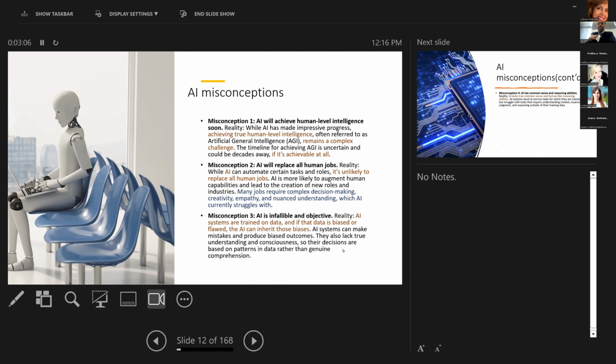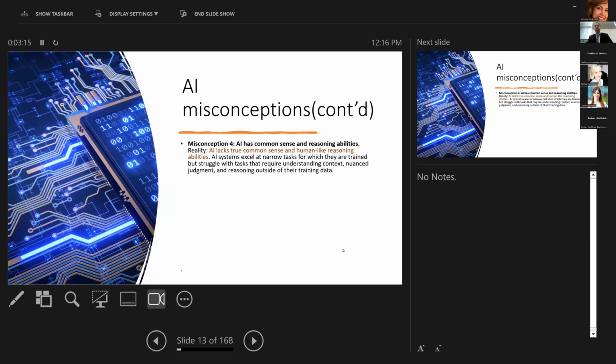Another misconception is that AI is infallible and objective, but AI systems are trained on data, and if the data is biased or flawed, AI can inherit those biases. Another is that AI has common sense and reasoning abilities. I mean, AI really lacks human reasoning.